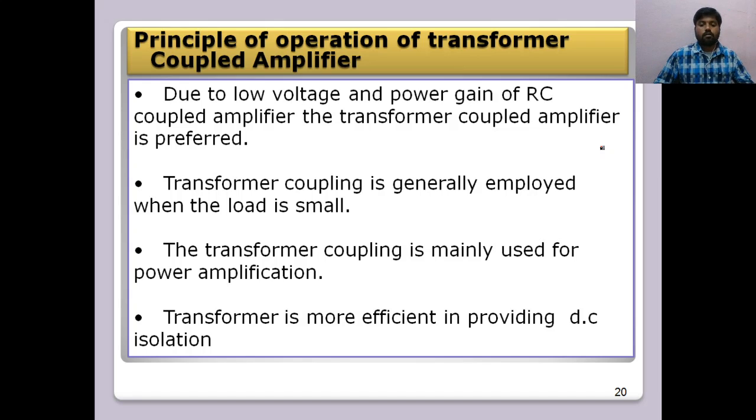Of course, at low frequencies there is no effect on the DC isolation, but at high frequencies it acts like a short circuit, so there is no DC isolation. Whereas in a transformer coupled amplifier, the first stage and second stage are physically not connected, so it is completely isolated from the DC supply.